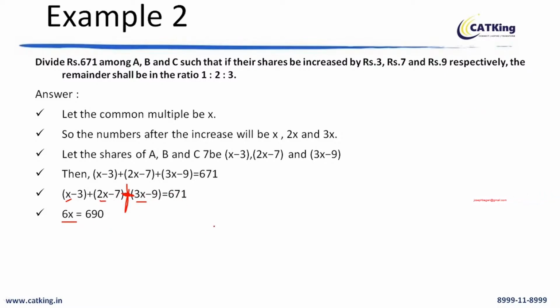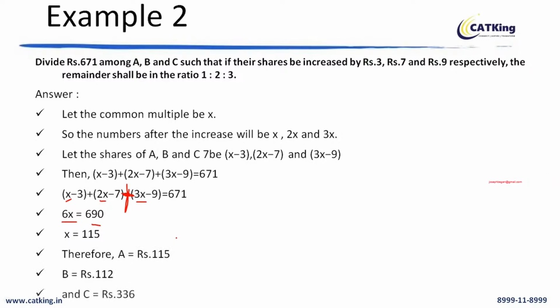Minus 19 this side goes to that side and becomes plus 19. So 671 plus 19 becomes 690. So you get the answer for x, so x is equal to 115. So if x is 115, A is equal to 115, B is equal to 112, and C is equal to 336. I hope you get this.